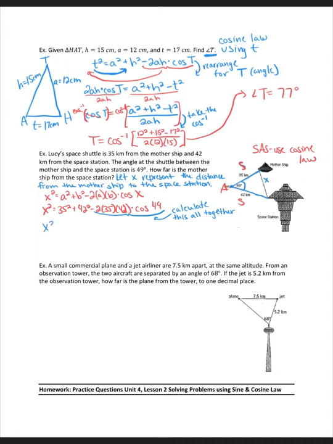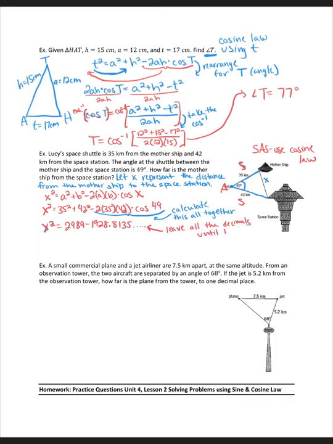So if I calculate 35 squared plus 42 squared, we get 2989 minus, and then if I calculate all this stuff together, you're going to get 1928.8135 and so on. Leave all the decimals until the end, because if you round too early, you're going to get a very different answer.